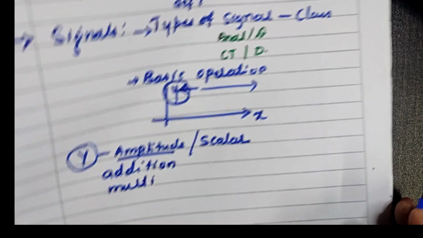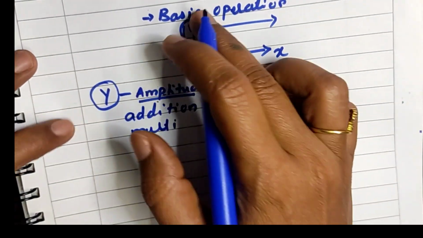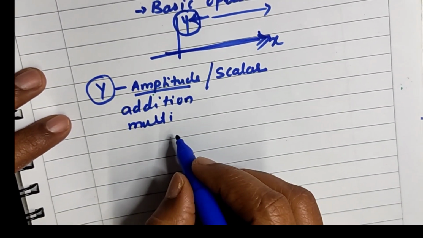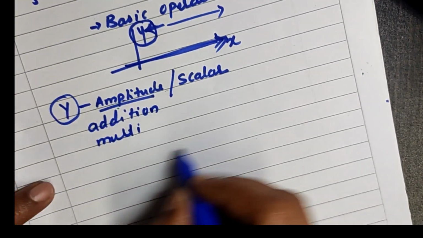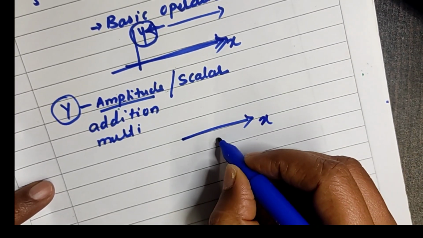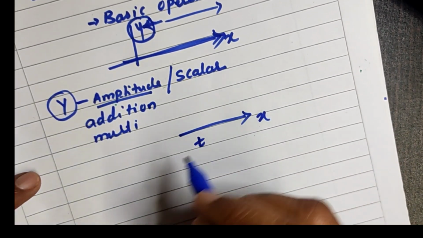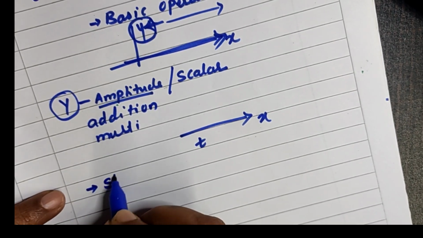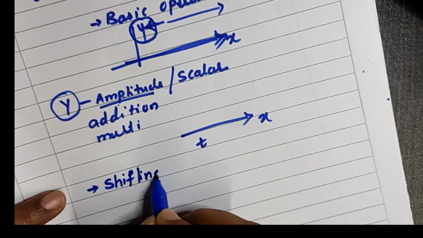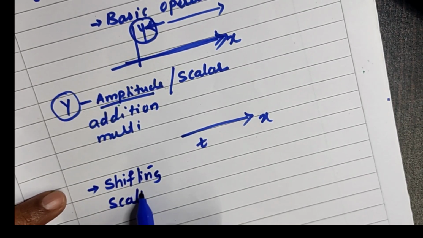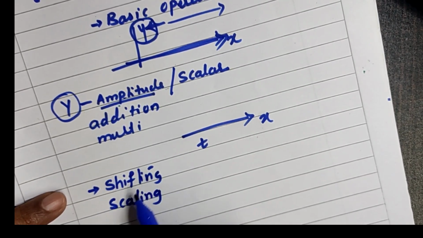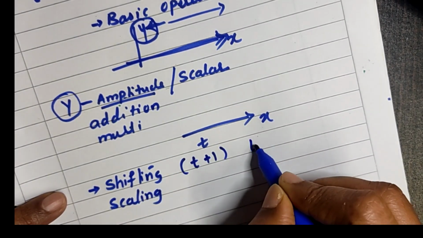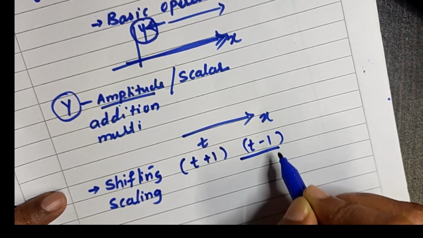These are all our y-axis operations. Another comes x-axis operations, which are with respect to time. In time we have two types: shifting and scaling. Shifting means t plus 1 or t minus 1. These are all our shiftings.